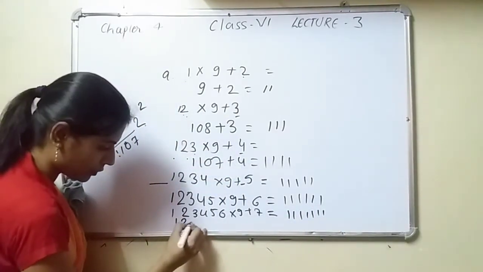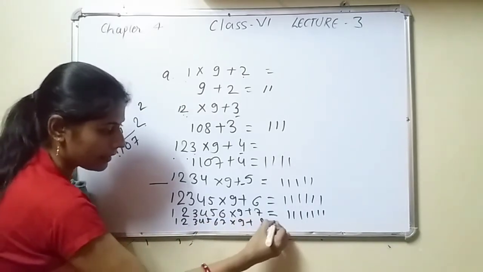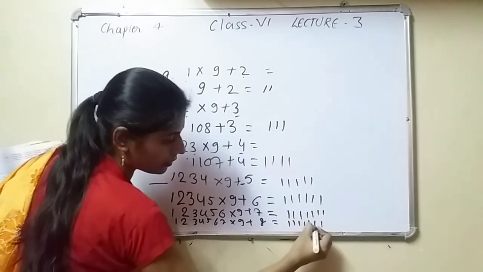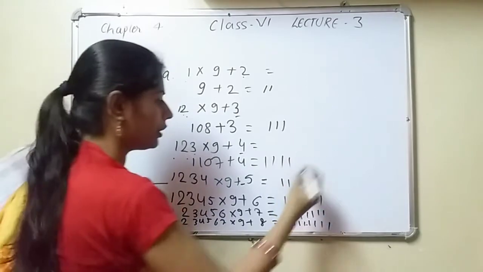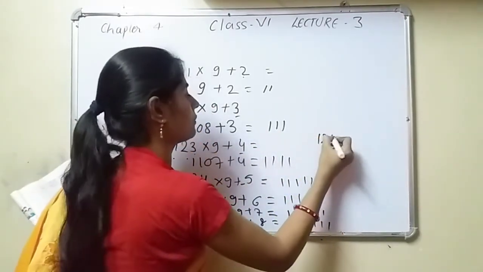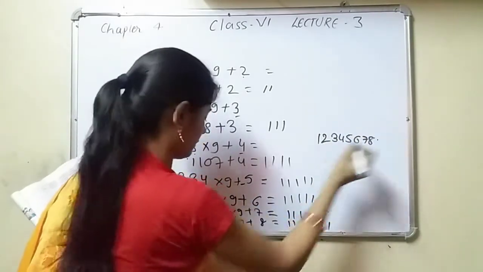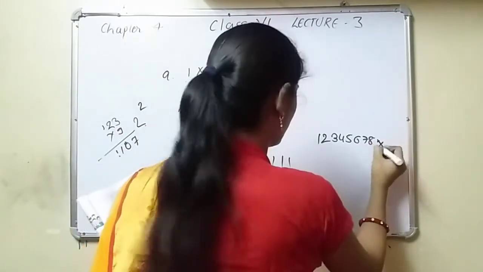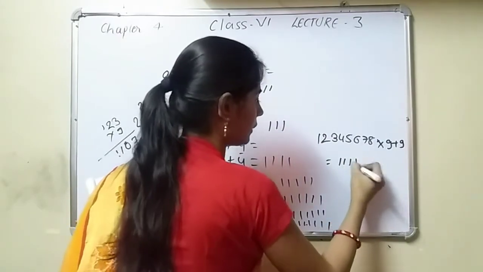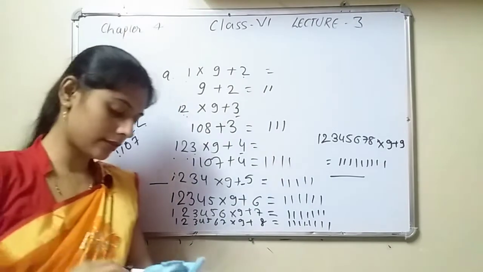Now see, 1 2 3 4 5 6 7 into 9 plus 8 is equal to 11111118. Now one more you have to write, because they have asked for 4 rows: 1 2 3 4 5 6 7 8 into 9 plus 9 is equal to 111111111. That is your 4 rows of the next step.